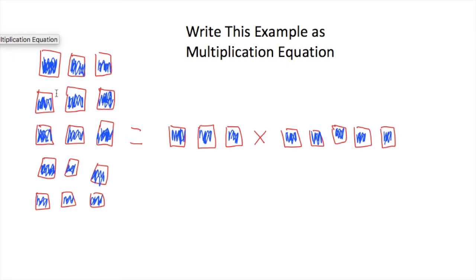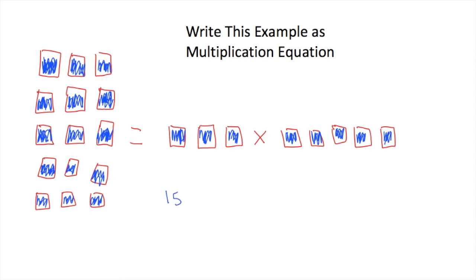Here, we do not have any numbers. All we have is drawings. And the problem asks you to write this example as a multiplication equation, not a multiplication word sentence. So let's see how many total squares we have here. We have 1, 2, 3, 4, 5, 6, 7, 8, 9, 10, 11, 12, 13, 14, 15. So in total, we have 15 squares.